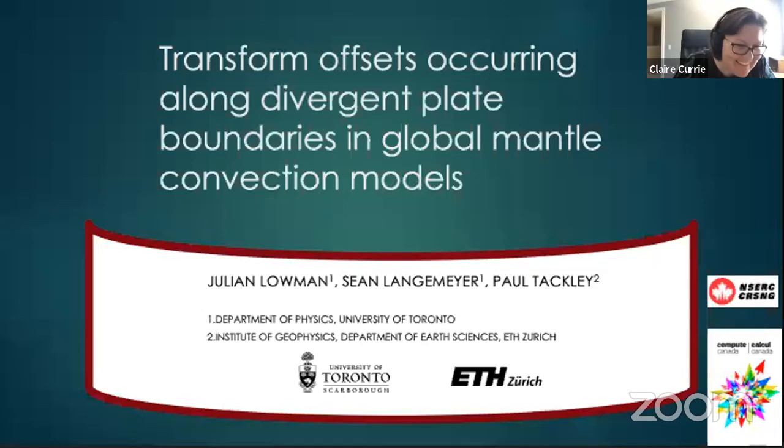Okay, here's Julian. So I'd like to start by acknowledging my co-authors, Sean Langemeyer and Paul Tackley. The results I'll present are from Sean's PhD thesis studies. Sean set up and post-processed all of these calculations that I'm going to present, and Paul is the principal developer of the mantle convection code that we implemented for all calculations. I'd also like to acknowledge the support of Compute Canada staff and resources.